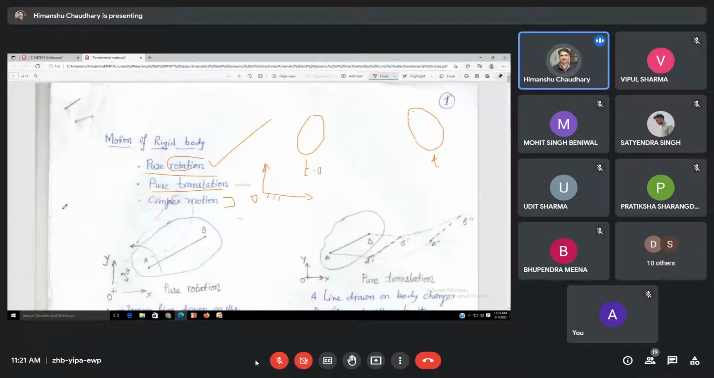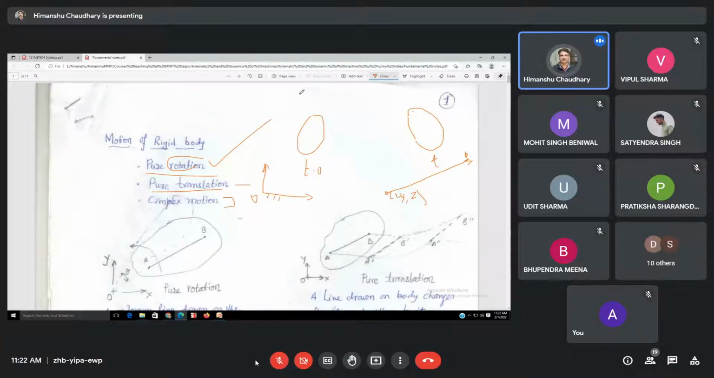Suppose there is a point. At t equal to 0 this point is here, and after that this point reaches here. The position of the point I can measure by its position vector, in Cartesian coordinates x, y, z. And from this position to this one, this is the displacement. So what is the change in x coordinate, the change in y coordinate, the change in z coordinate; that way we can find the displacement. This is known as linear displacement.